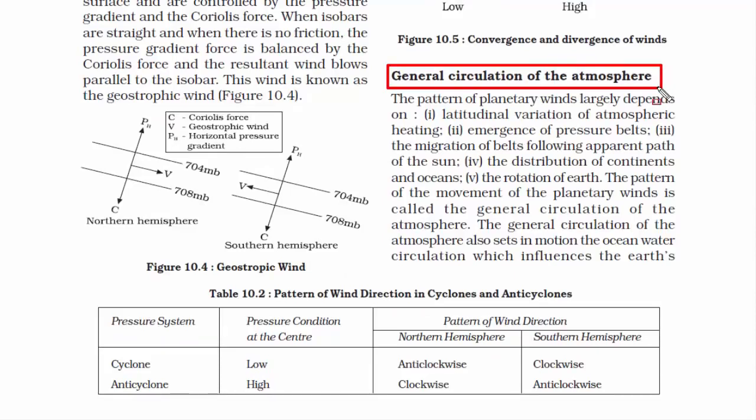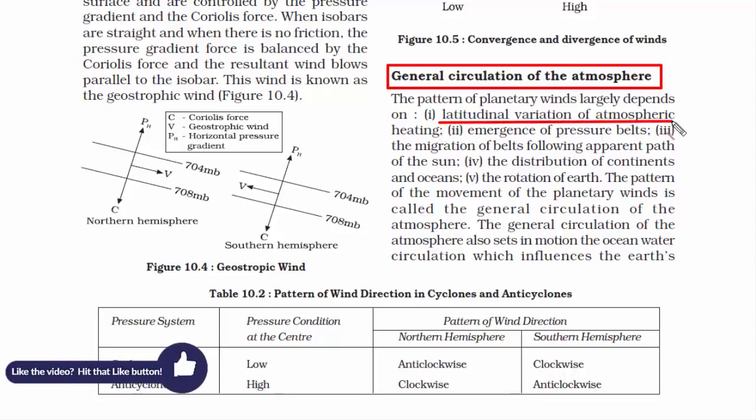Before I explain the general circulation of the atmosphere, here are some of the important factors that influence atmospheric circulation. You will notice that some of these factors are the same that we went through in the previous topic. Alright, the first one is latitudinal variation of atmospheric heating.